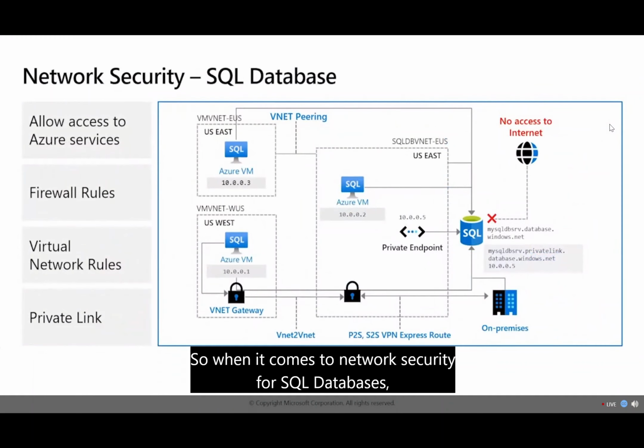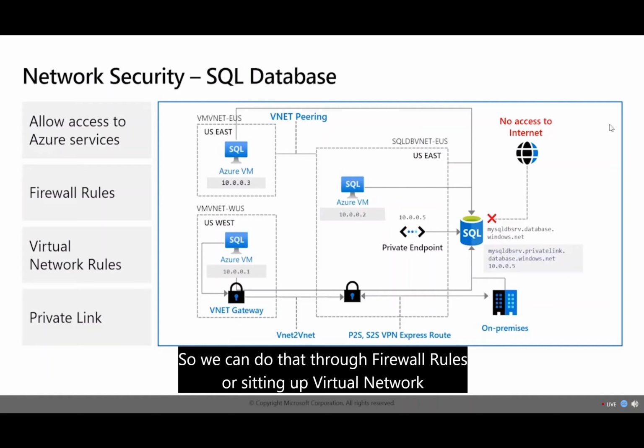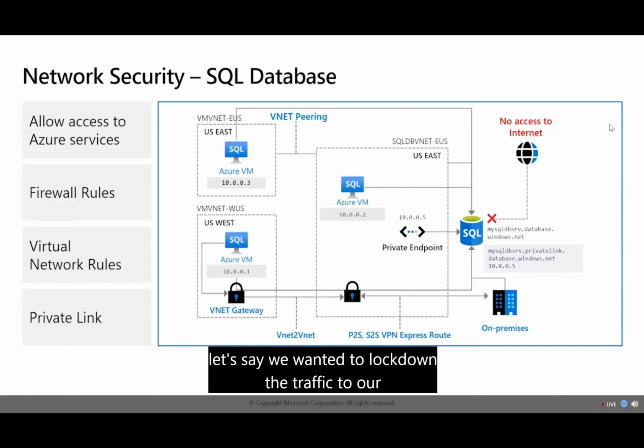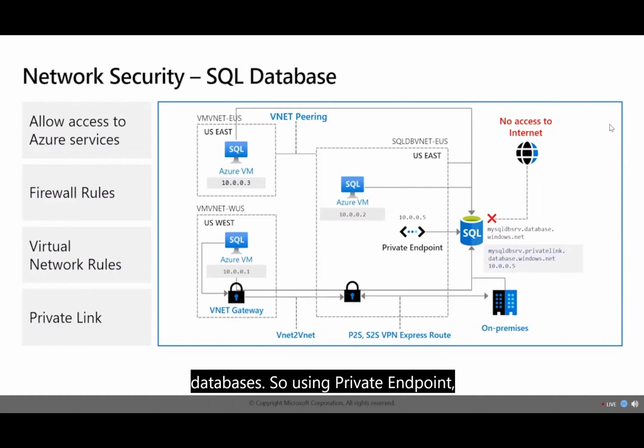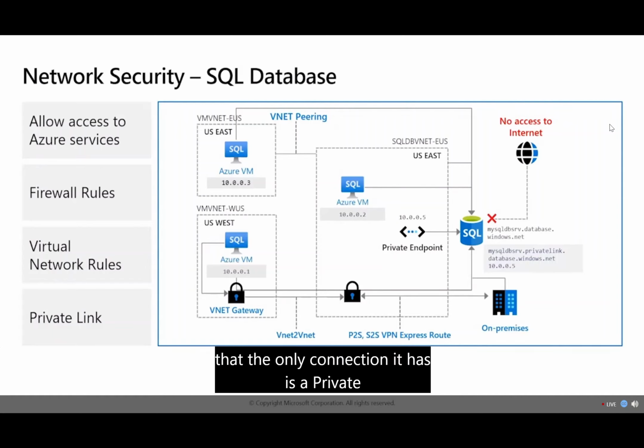When it comes to network security for SQL databases, we can configure a couple of things, like which services to allow to access our SQL database. We can do that through firewall rules, setting up virtual network rules, or using private link. So let's say we wanted to lock down the traffic to our Azure SQL databases and block off public internet access to these SQL databases. Using private endpoint, we can block off public internet access to our Azure SQL database so that the only connection it has is a private endpoint, which is part of the Azure Virtual Network that Azure SQL database talks to.